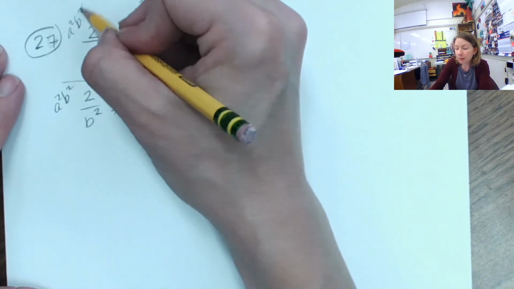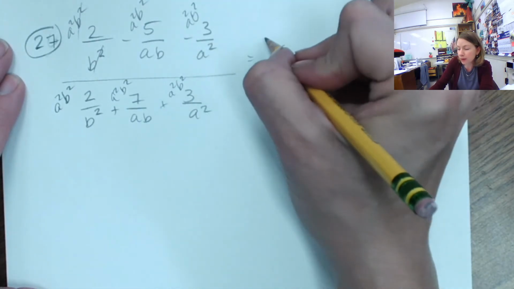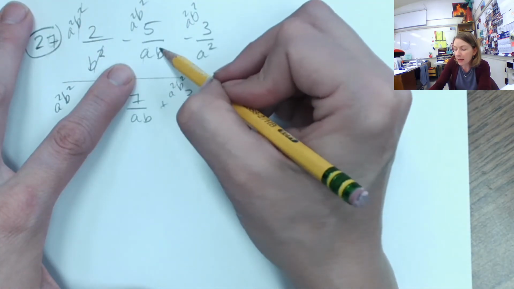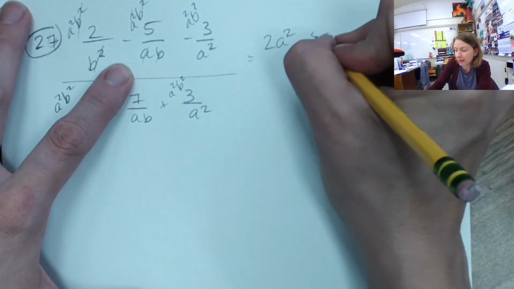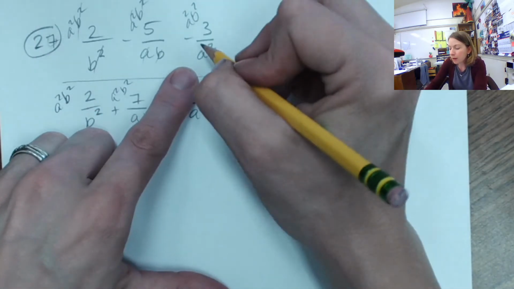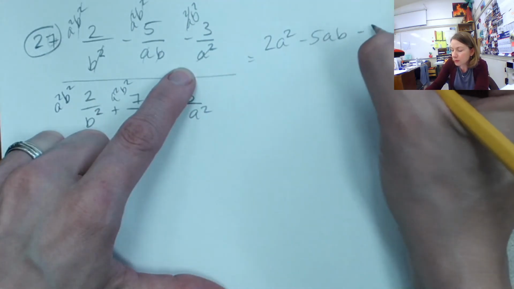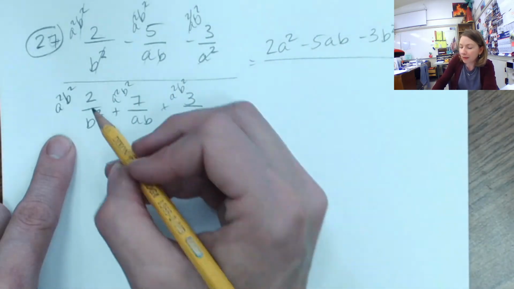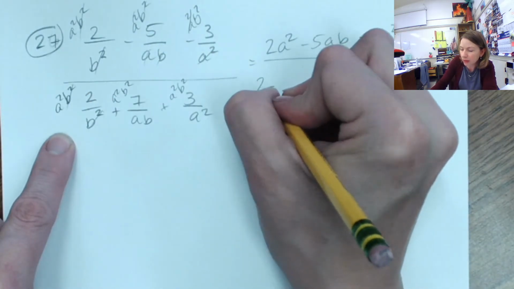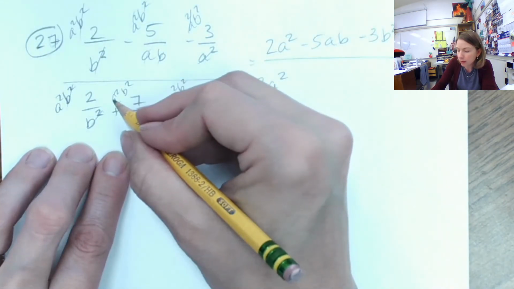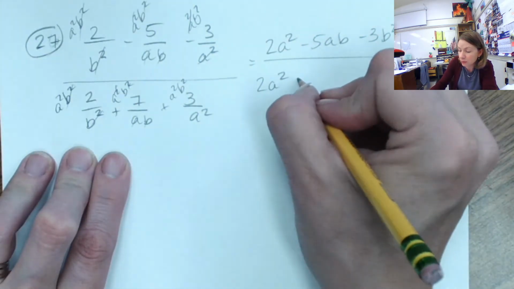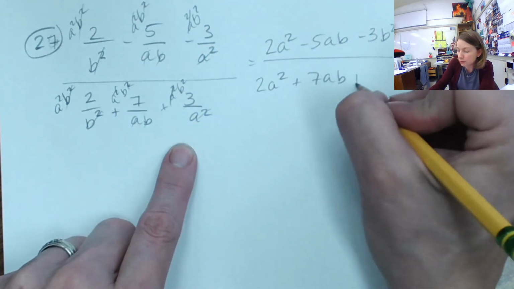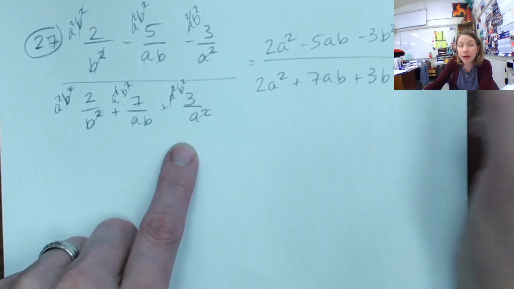So on top, my b squareds are going to cancel first. So I've got 2a squared, right? And then here, an a and a b are both going to cancel. So minus 5ab. My a squareds are going to cancel, and so it's going to be minus 3b squared. On the bottom, my b squareds cancel, so I've got 2a squared. My a and my b cancel again, so I've got plus 7ab. Those cancel, so I've got plus 3b squared.